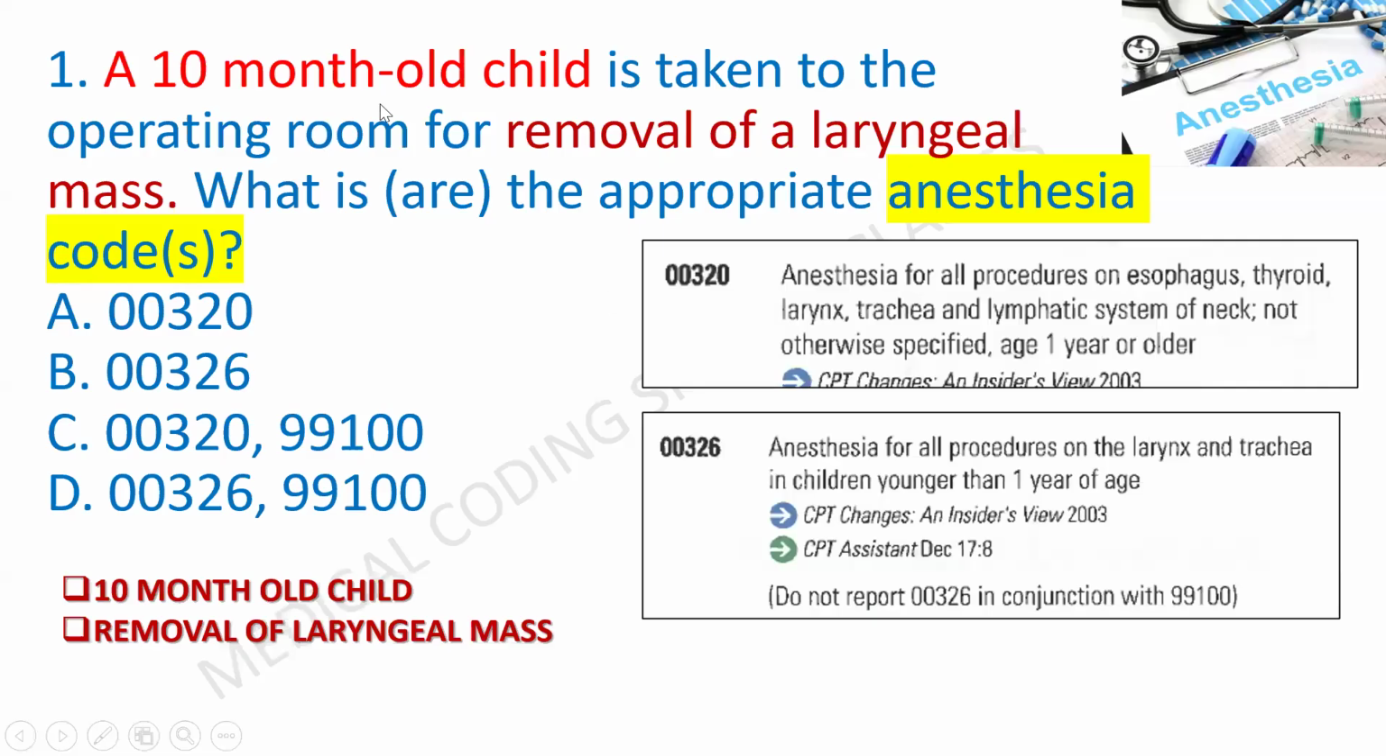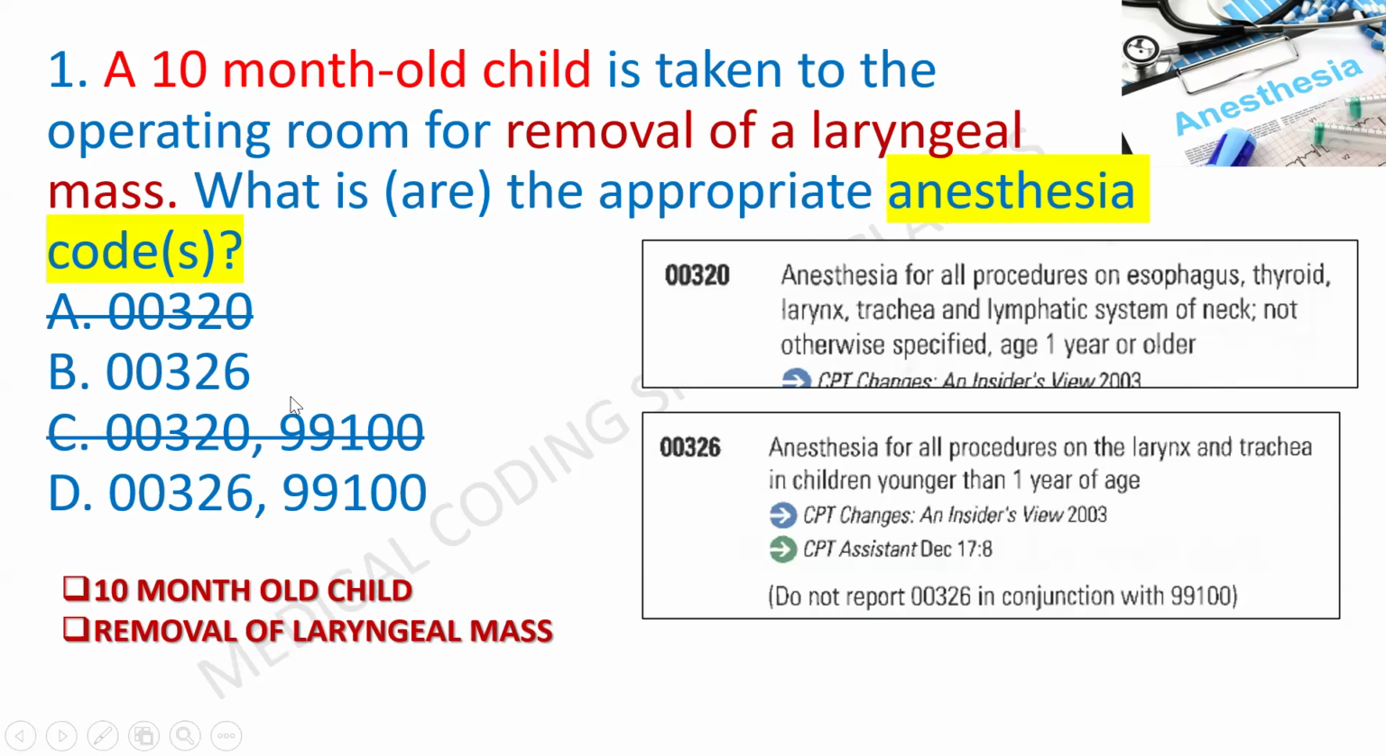So the first question: a 10-month-old child is taken to the operating room for removal of a laryngeal mass. What are the appropriate anesthesia codes? So here, what information do we get from the question? It is a 10-month-old child and removal of the laryngeal mass. Here we have two main codes, 00320 and 00326. One is for age 1 year or older, the other is for younger than 1 year. This is a 10-month-old child, so the more appropriate one is 00326.